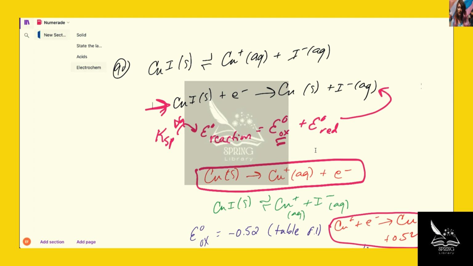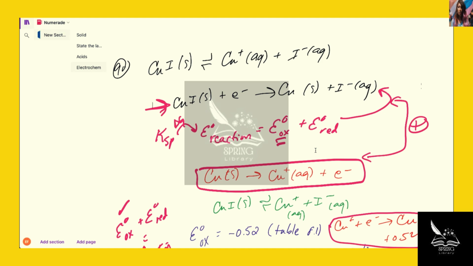So now, if we add these two equations together, we arrive at the solubility equation. And so we can just add the oxidation and reduction together. Now we have E0 oxidation. We're going to solve for E0 reduction, and that equals E0 for the reaction, which we're about to get from delta G. So we're basically all set to solve for what was asked for in the problem.